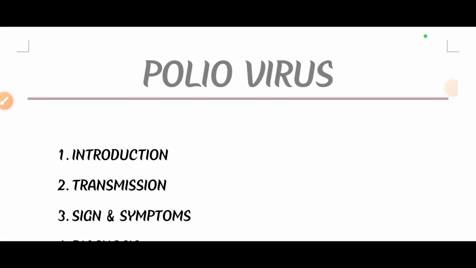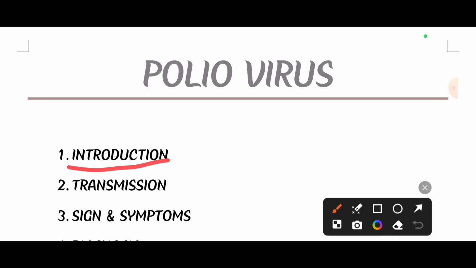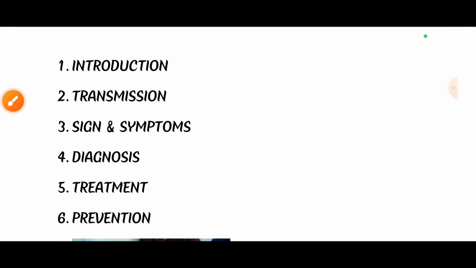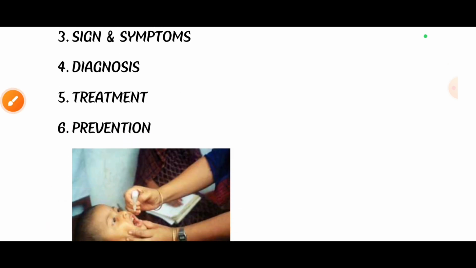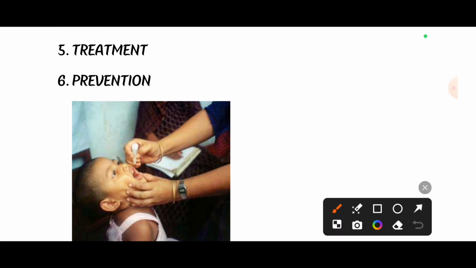It is a viral infection. Here we can talk about the introduction of polio virus, then we talk about transmission and its signs and symptoms. After that we are going to talk about diagnosis, how to diagnose, treatment plans, and prevention, how to prevent polio virus. Okay, so let's get started. Here are the patient, polio virus vaccine, the case of polio virus.